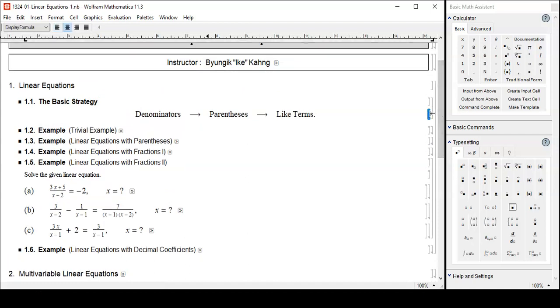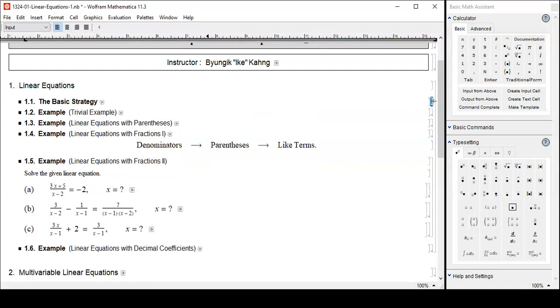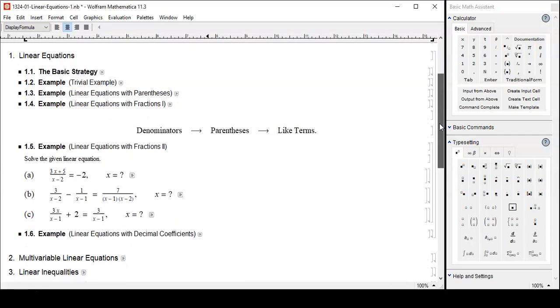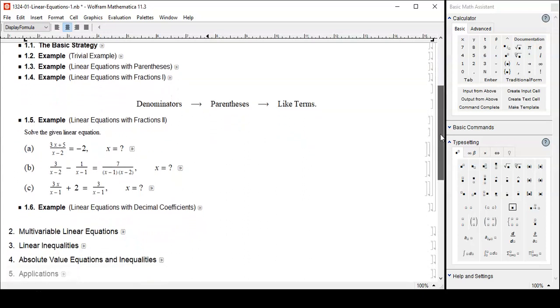Will that make a significant difference in terms of strategy? Not really, as a matter of fact. So that's the basic strategy. So let's copy and paste here so that we don't forget. And then let's go ahead with some example problems.